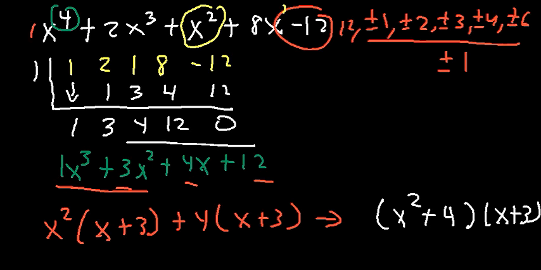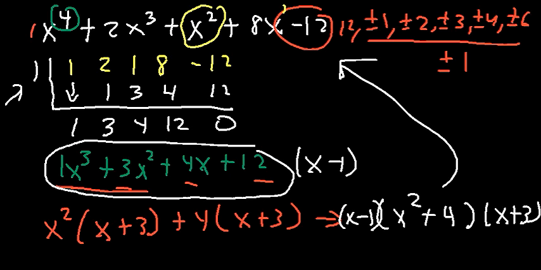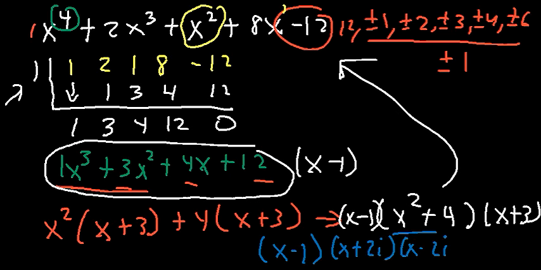But that's just for this part. Now keep in mind we have a 0 here. So its factored form is x minus 1. So this is how we can completely factor the problem using real factors. Now if you want to include imaginary numbers, you can factor the x squared plus 4, which is the sum of perfect squares. And if you want to factor, it's going to be x plus 2i, x minus 2i, and then times x plus 3.